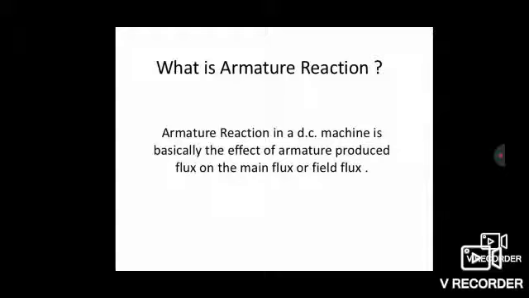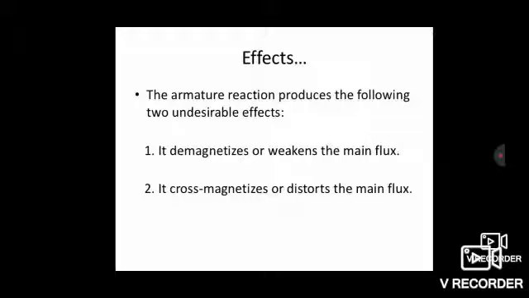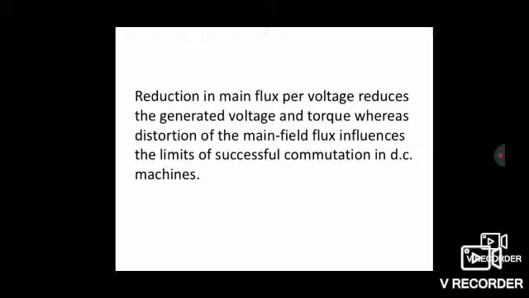Let us see the effects of armature reaction. The armature reaction produces the following two undesirable effects. They are, it demagnetizes or weakens the main flux, and it cross-magnetizes or distorts the main flux. These two are the undesirable effects of the armature reaction. Reduction in main flux per pole reduces the generated voltage and torque, whereas distortion of the main field flux influences the limits of successful commutation in DC machines.